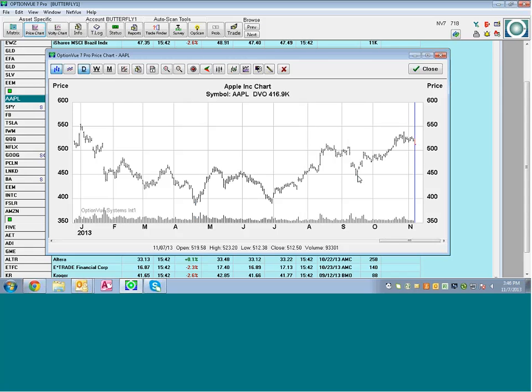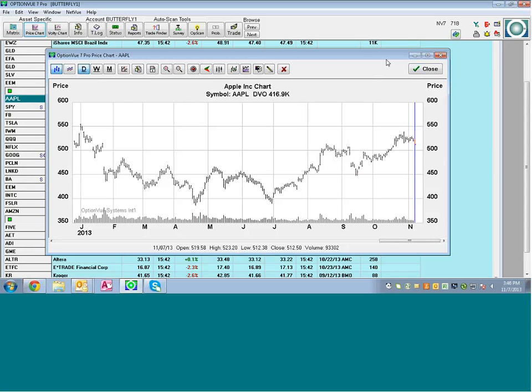So I would say we've got a pattern developing here, a low of 455, and now the close was 512. So I would say we're probably on a little bit of an upward pattern here.